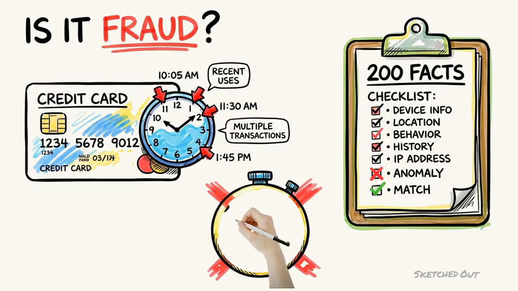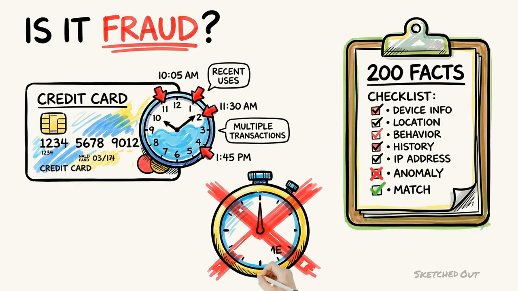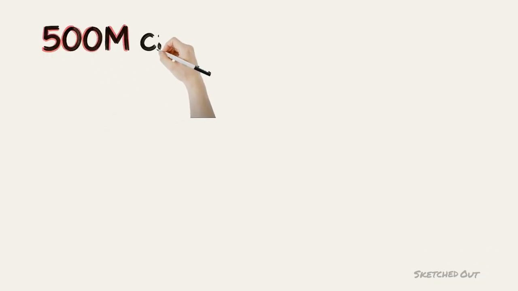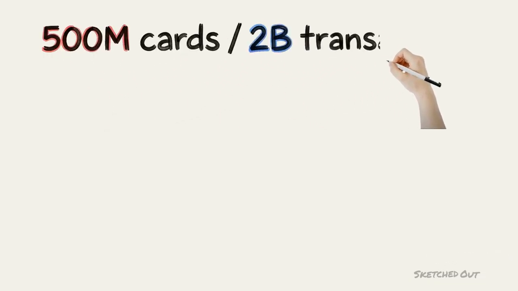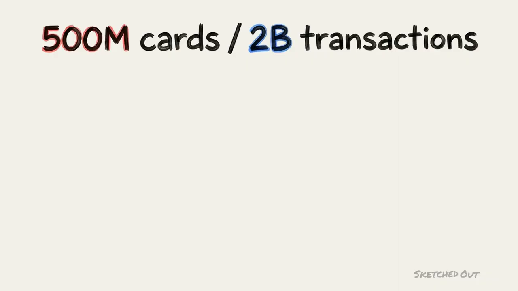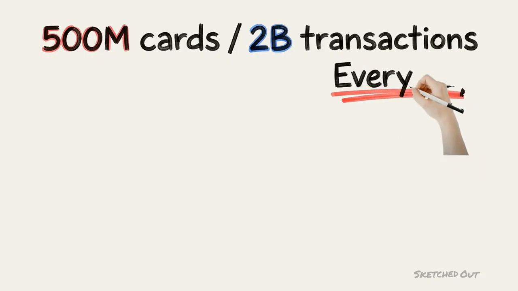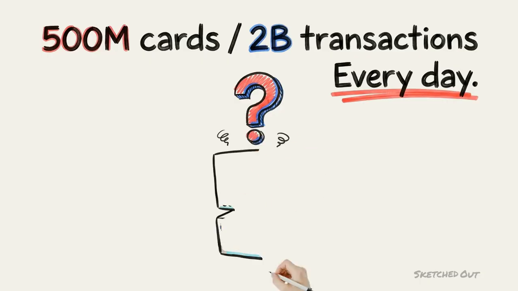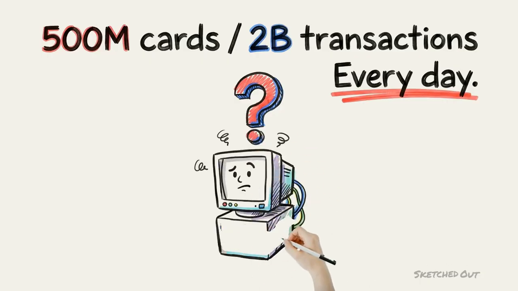And the model cannot work any of them out at the moment of the swipe because there's no time. They have to already exist. So somebody has to compute 200 facts for 500 million cards from 2 billion transactions a day. Every day. That is the job we follow for this entire series. And today we start with the simplest question. Why can one computer not do it?